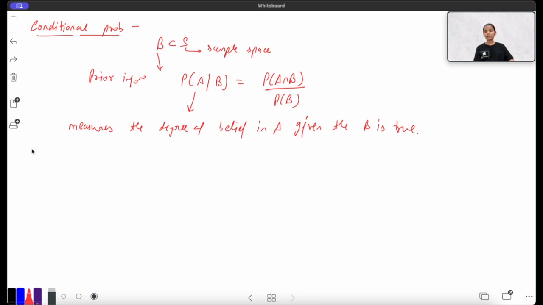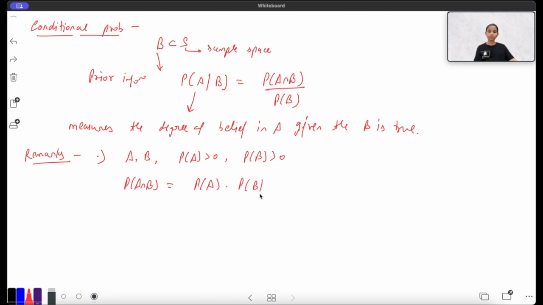Okay, and there are some remarks, or you can say other properties, corresponding to conditional probability. The very first thing: if you have two events A and B with probability of A greater than 0 and probability of B greater than 0, then probability of A intersection B is equal to probability of A into probability of B given A, or probability of B into probability of A given B.